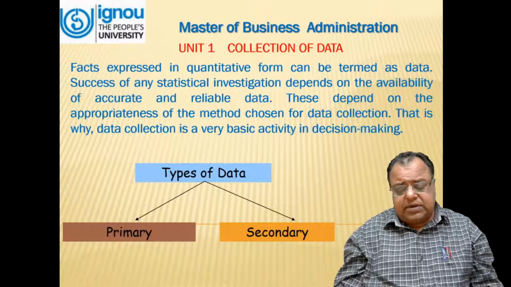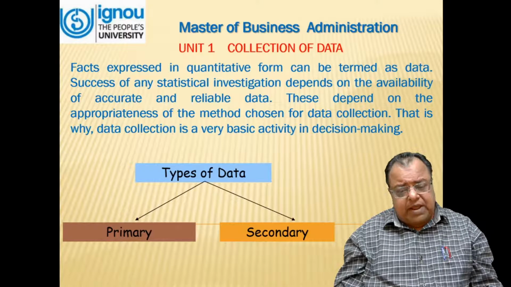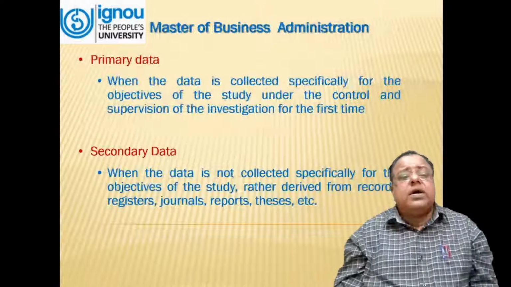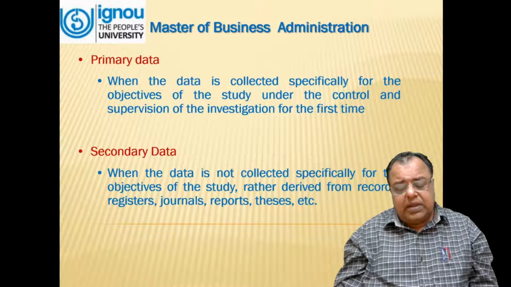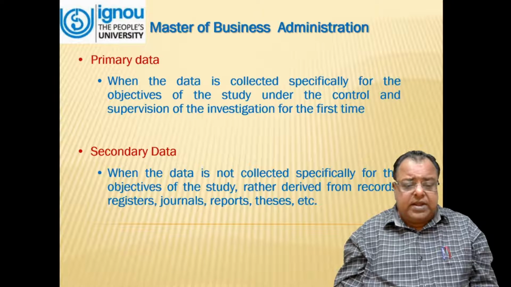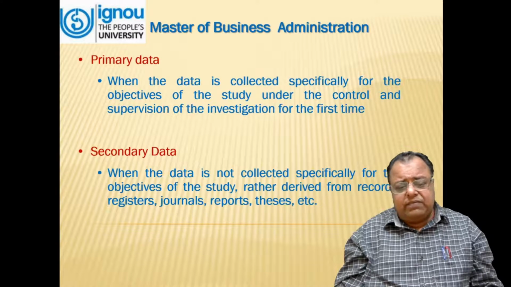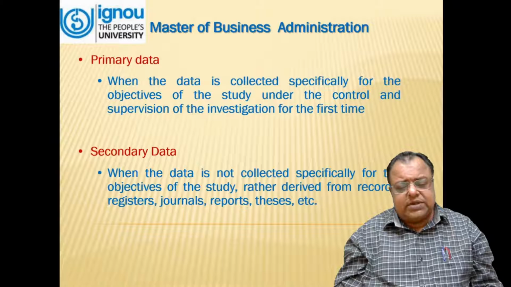Data can be classified in 2 forms. The first one is primary data, and the second one is secondary data. Primary data is the data which is collected specifically for the objectives of the study. Data collection is under the control and supervision of the investigator for the very first time. On the other hand, secondary data is the data which is not collected specifically for the objectives of the study, rather derived from records, registers, journals, reports, theses, etc.